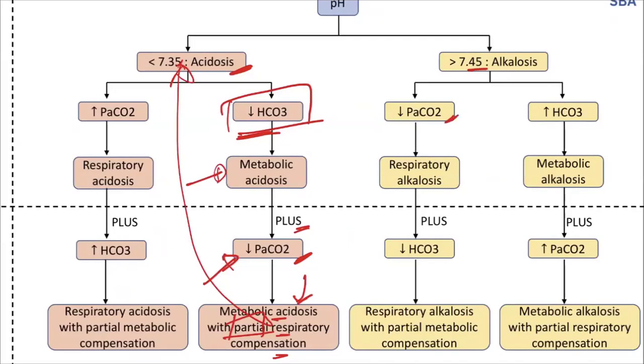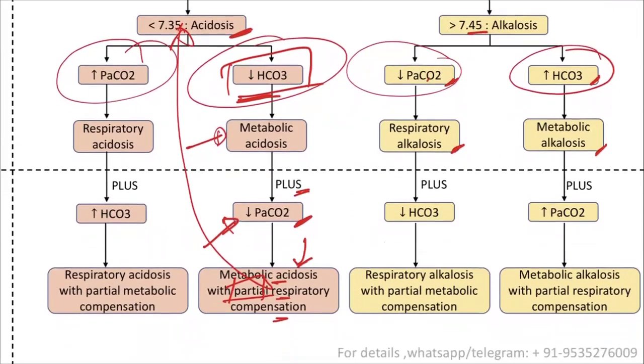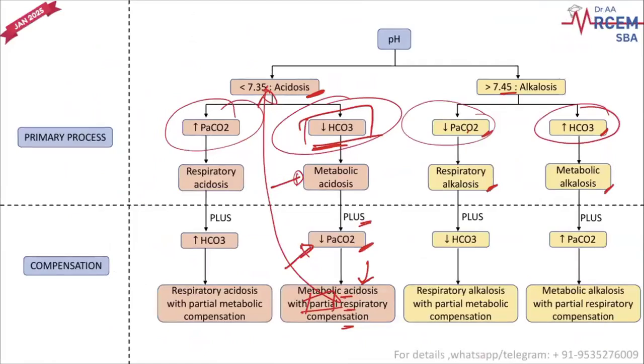If PaCO2 values are on the lower side, it is respiratory alkalosis. If bicarb is on the higher side, we call it a metabolic alkalosis. The same two things we saw in acidosis, we are seeing here. They are going in opposite directions so that it becomes alkalotic. If both are present, then we call it a mixed alkalosis. Mixed alkalosis cannot have a compensation.